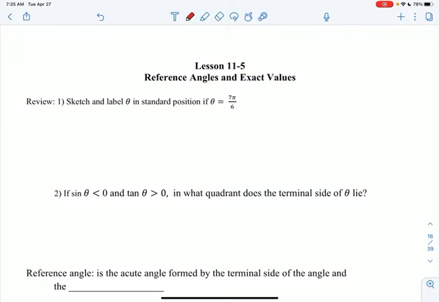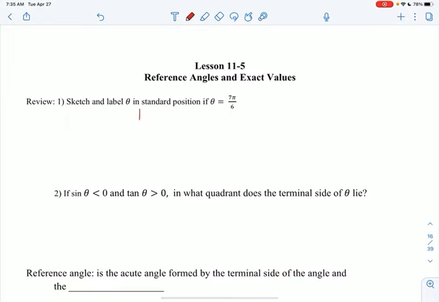Hi everyone, this is Unit 11, Lesson 5, and today we're going to talk about reference angles and exact values. So some of this will be a review of what we already learned, but it is a little bit confusing, so it'll be good. So problem number 1, we're going to sketch and label theta in standard position if theta equals 7 pi over 6.